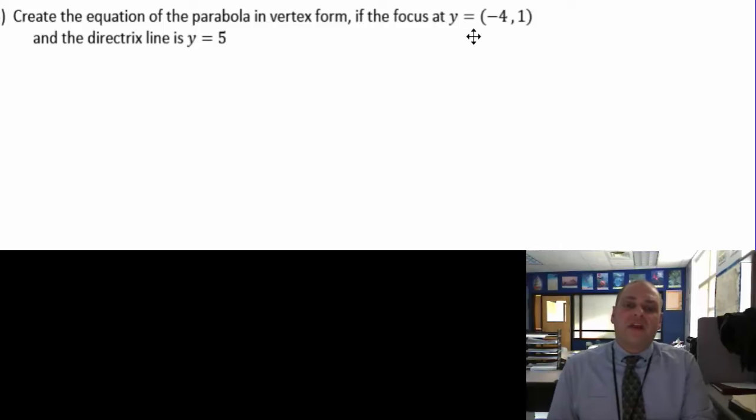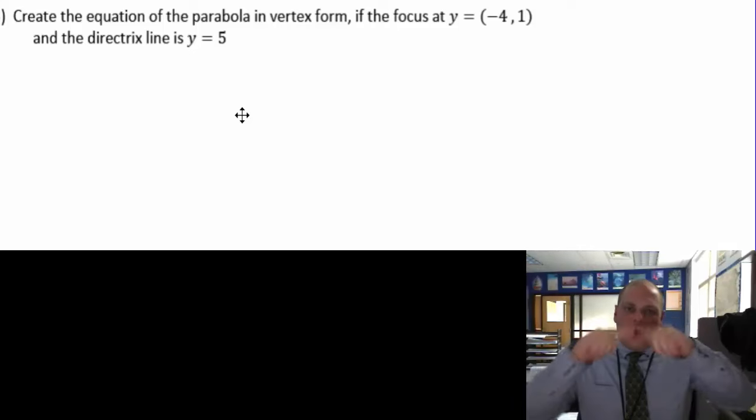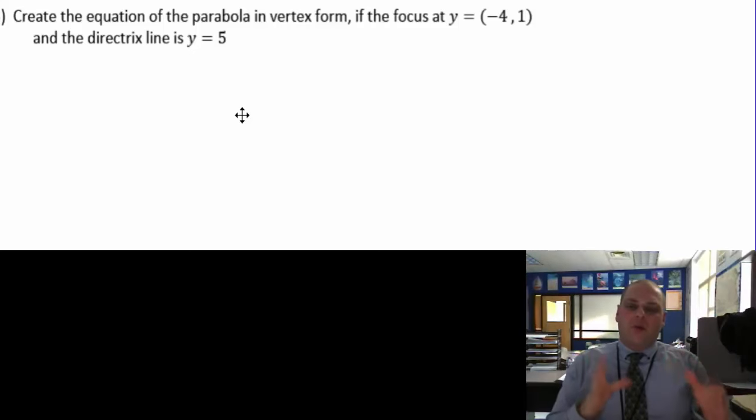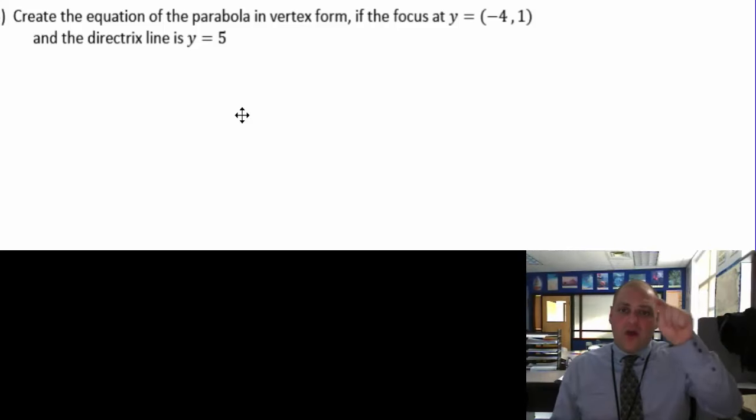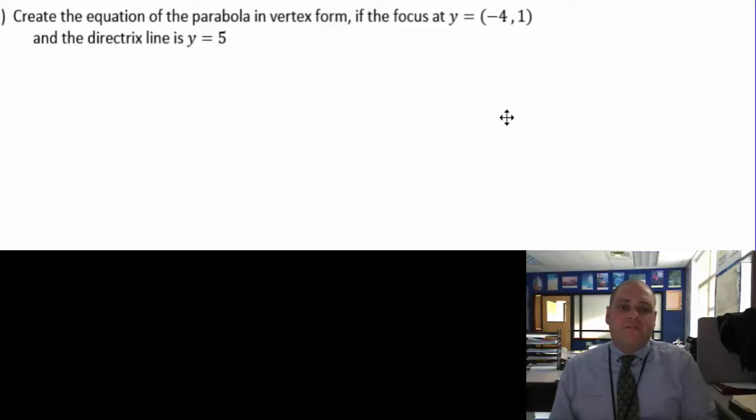Create the equation of a parabola in vertex form if the focus is negative 4, 1, and the directrix is y equals 5. First thing you've got to think about: does this parabola open up or down? That's going to determine where the directrix is compared to the focus. Because the focus has a y value of 1, and the directrix is y equals 5, the 5 is above the 1. The directrix is above the focus.